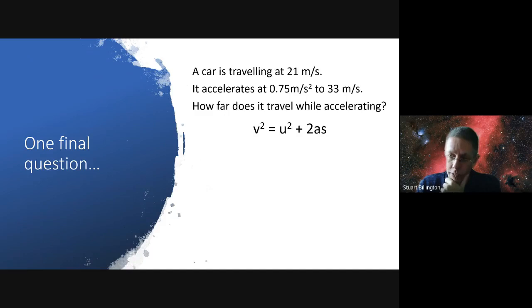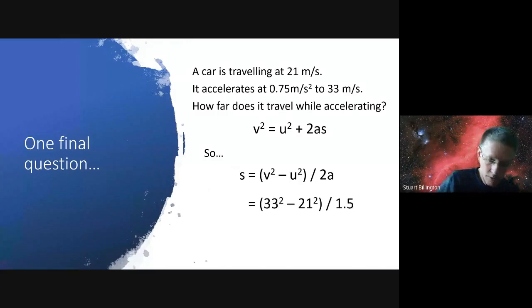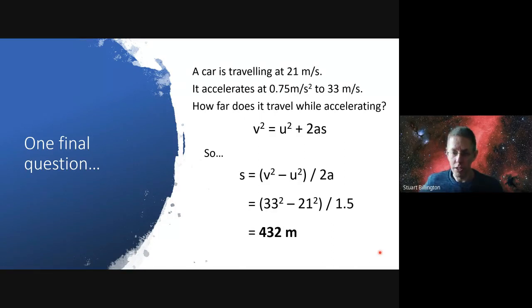So 1 minute left. Here's a hint in case you are struggling to do the rearrangement. Here's the next stage in case you're struggling to assign which variable's which. Last little bit is just to tap the numbers into the calculator and you should get an answer of 432 meters.